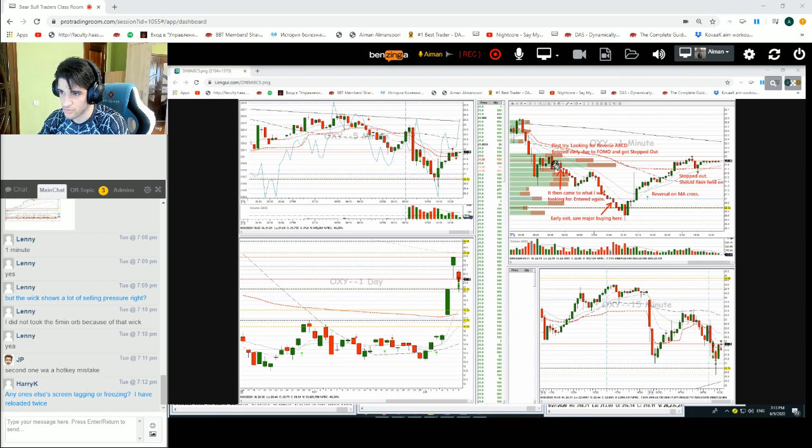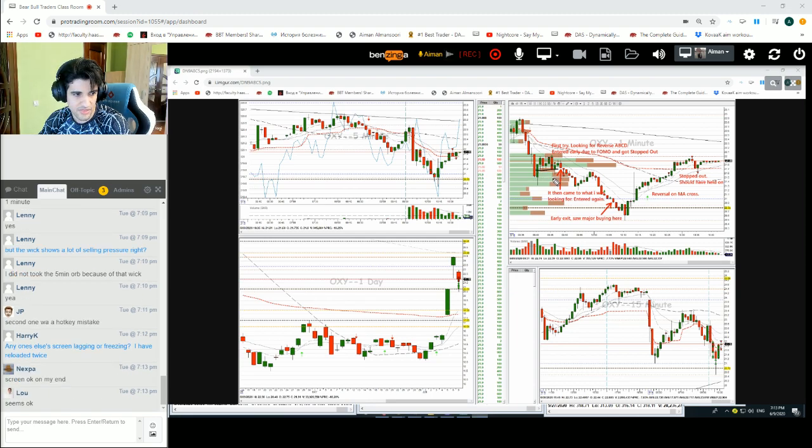This entry, I wouldn't have taken it again for one reason. It's breaking this small consolidation right here, and then it immediately squeezes up and closes back in the range. This is just for me getting choppy inside the range. I would just wait a little bit more.